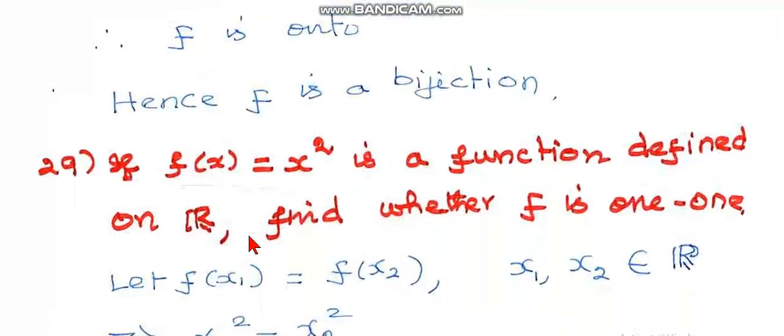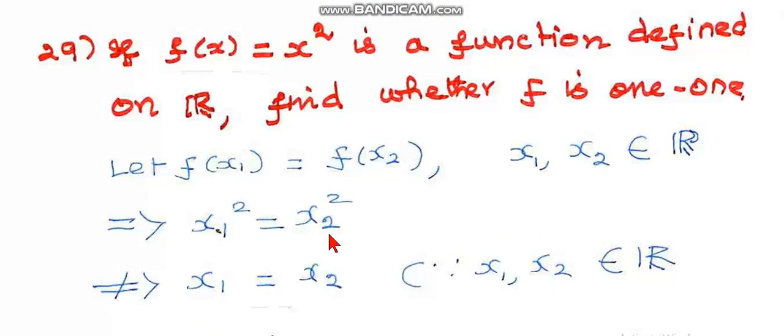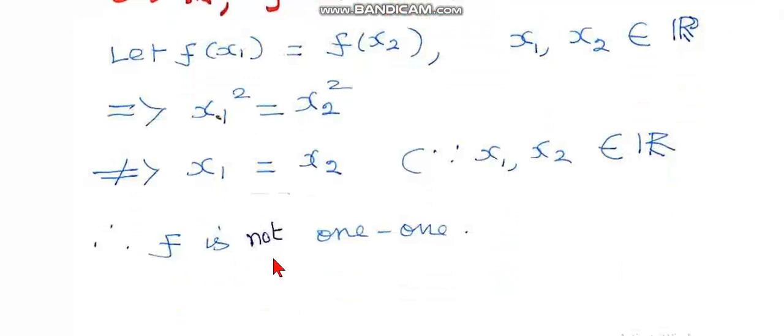Question number 29. If f of x equal to x square is a function defined on the set of real numbers, find whether f is 1-1. We assume f of x1 equal to f of x2, where x1, x2 are real numbers. That means x1 squared equal to x2 squared. But 2 is an even number, so x1, x2 may be positive or negative. So x1 squared equal to x2 squared does not necessarily imply x1 equal to x2. Therefore f is not 1-1.